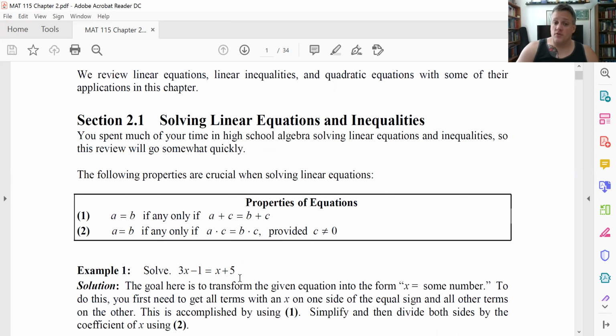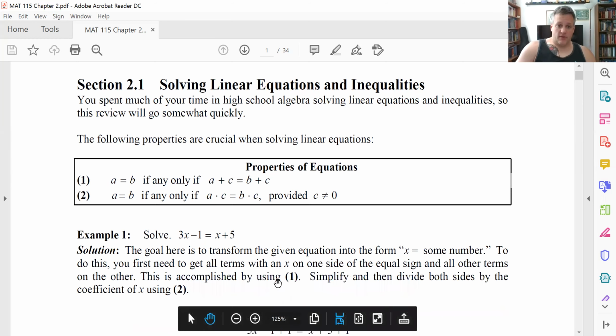So what we want to do, using these two properties and the properties of algebra, is find a value of x that when you do plug it in, you do get a true statement back. To that end, the idea is to get all the x terms on one side and all of the constant terms on the other, simplify both sides, and then divide by the coefficient of x. And that's what we do here.